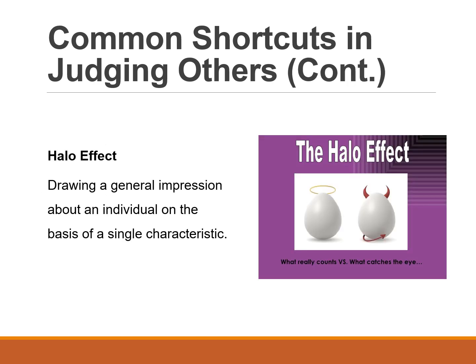The second one is the halo effect. That means drawing a general impression about an individual on the basis of a single characteristic. So normally we try to interpret others based on a single characteristic. For example, one candidate comes for the interview without wearing a tie. So the panel members reject the candidate because of that characteristic. But sometimes that person is very intelligent and very qualified.